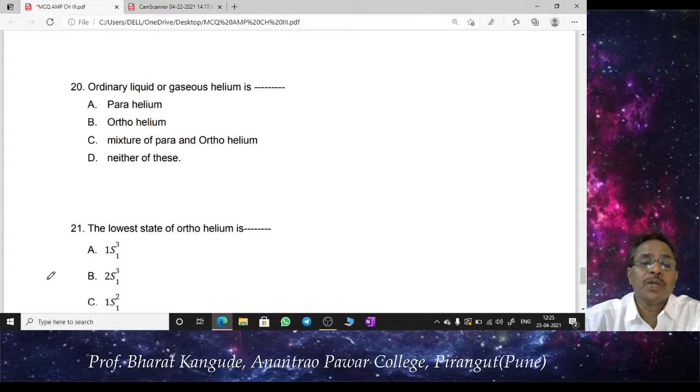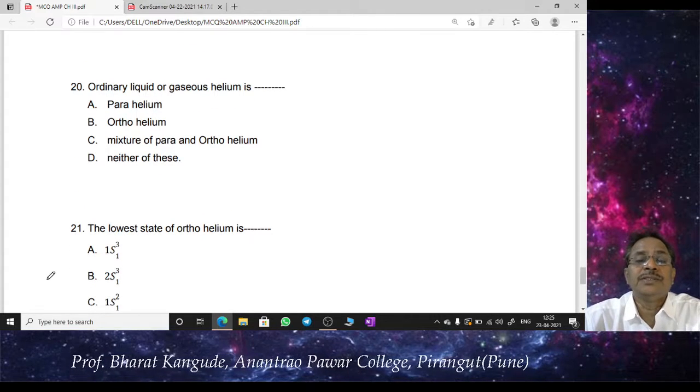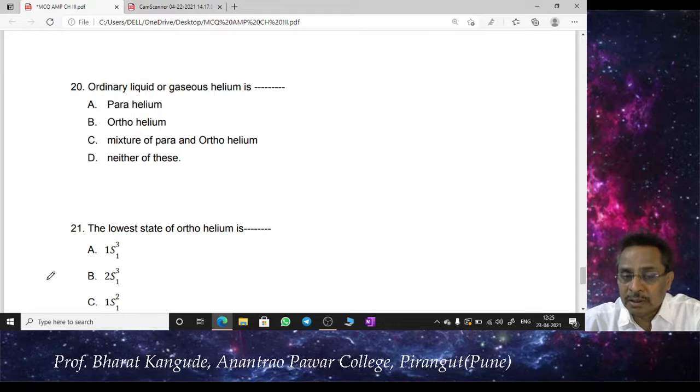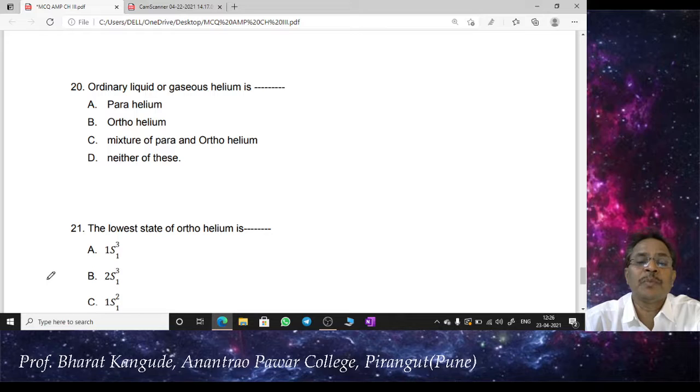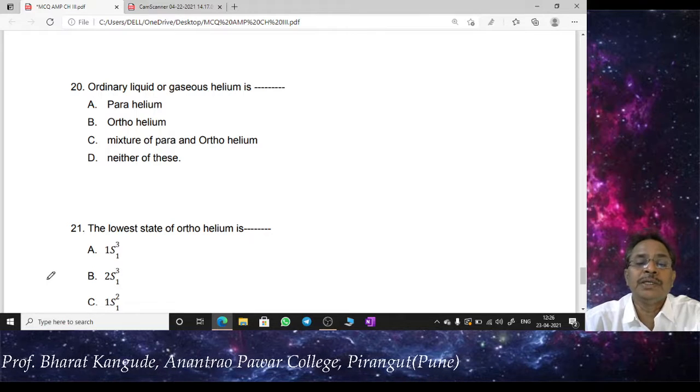Now, ordinary liquid or gaseous helium is: option A, parahelium; option B, orthohelium; option C, a mixture of para and orthohelium; and option D, neither of these.